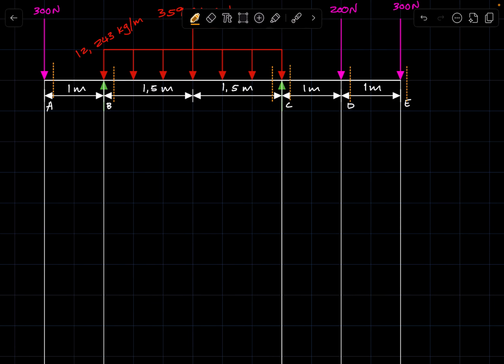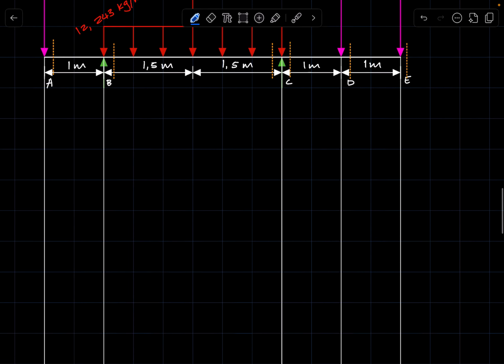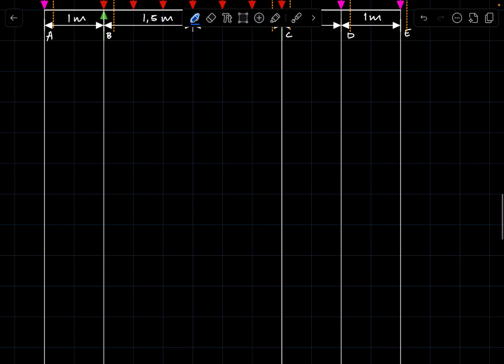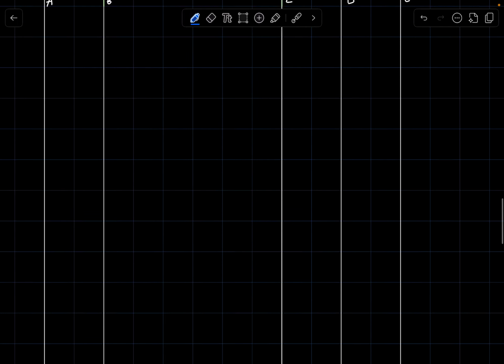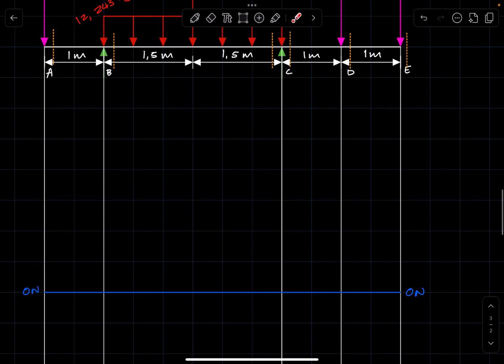Now in drawing your shear force diagram, you must have a zero line. Say we take this here as our zero line, so this will be 0 newtons. It means this is where our shear force diagram is going to begin. Our shear force diagram begins at 0. It must end at 0, thus indicating that our beam is indeed in equilibrium.